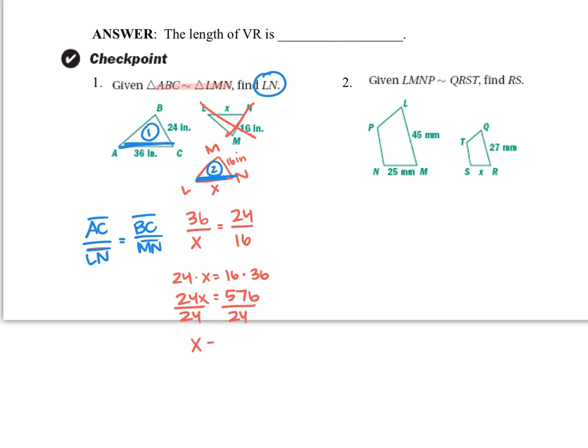And x equals 24. Again, I don't have my final answer yet because you do need to have a unit since there is a unit in the problem. So my final answer is that line segment LN equals 24 inches.